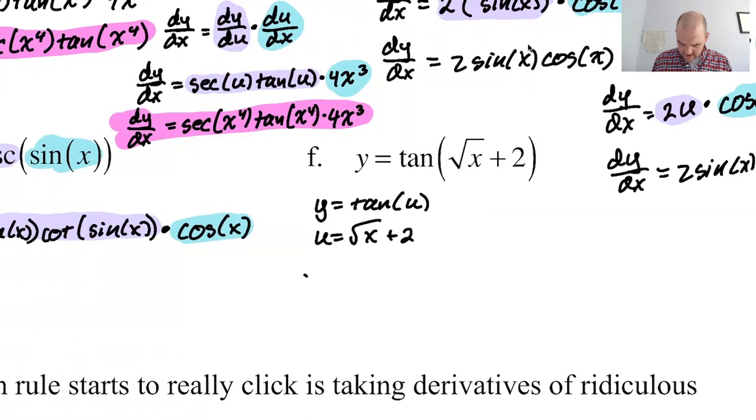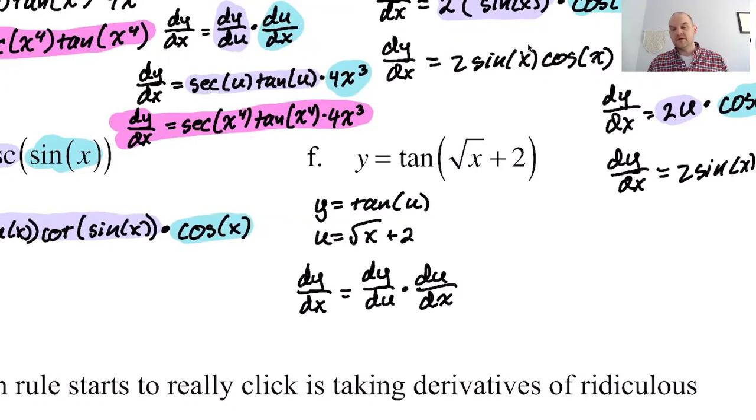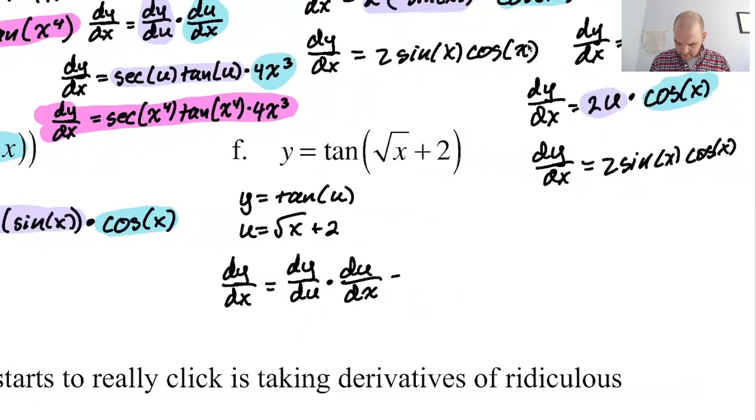So dy/dx is going to be dy/du times du/dx. I find it very useful to write this part out when I'm using this form of the chain rule. So dy/du, the derivative of tangent of something is secant squared of that thing, u, and then times the derivative of that thing. The derivative of square root of x plus 2 is 1/2 x to the negative 1/2.